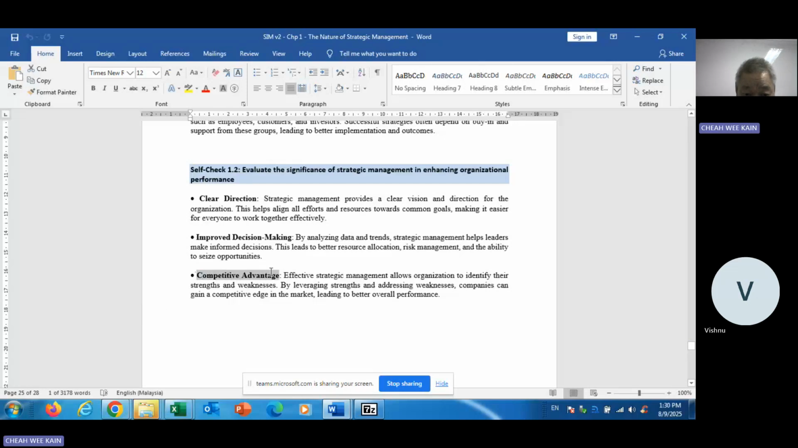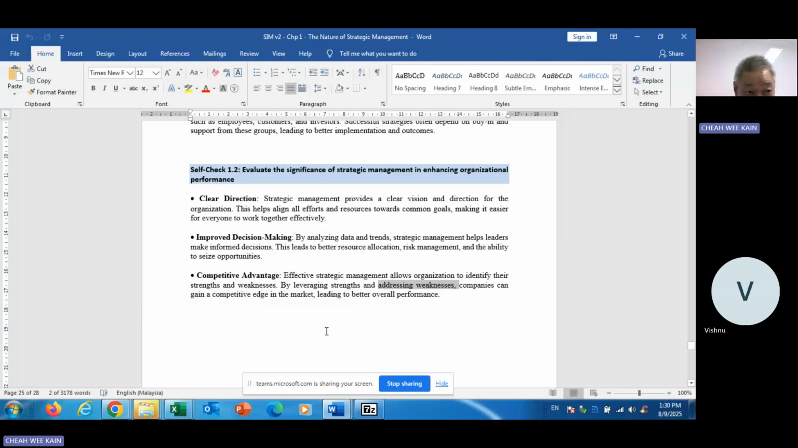The strategy management process looks at your strengths and weaknesses. These are normally the internal environment. They not only allow you, they actually force you to look at your internal environment. Okay? So that you can increase your strength and reduce your weaknesses. Okay? What does that mean?